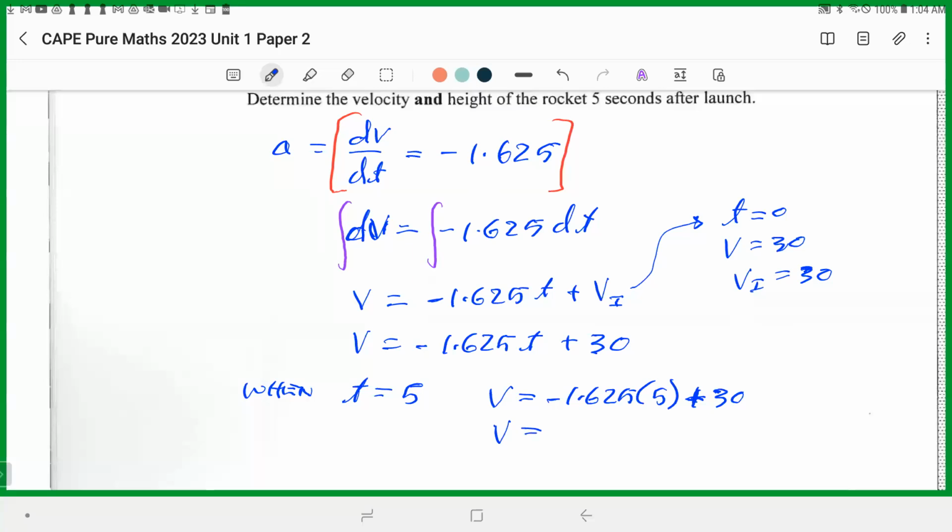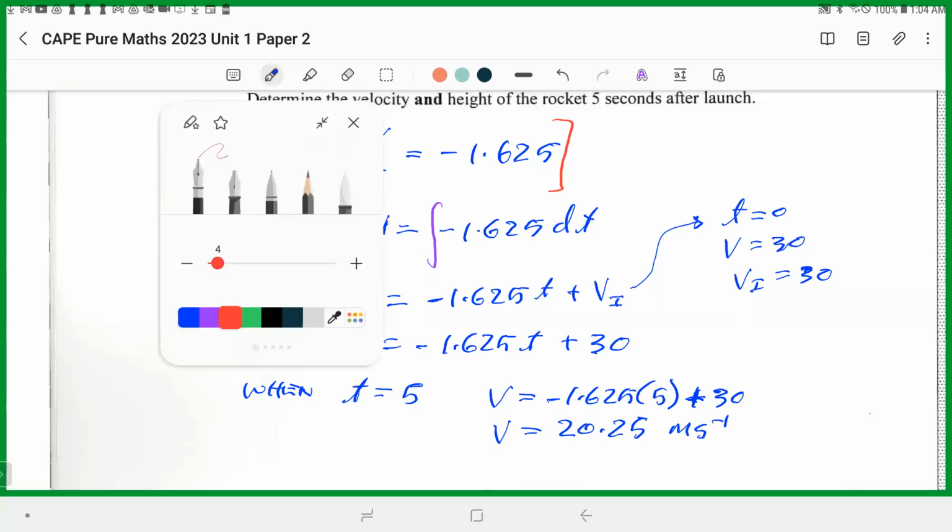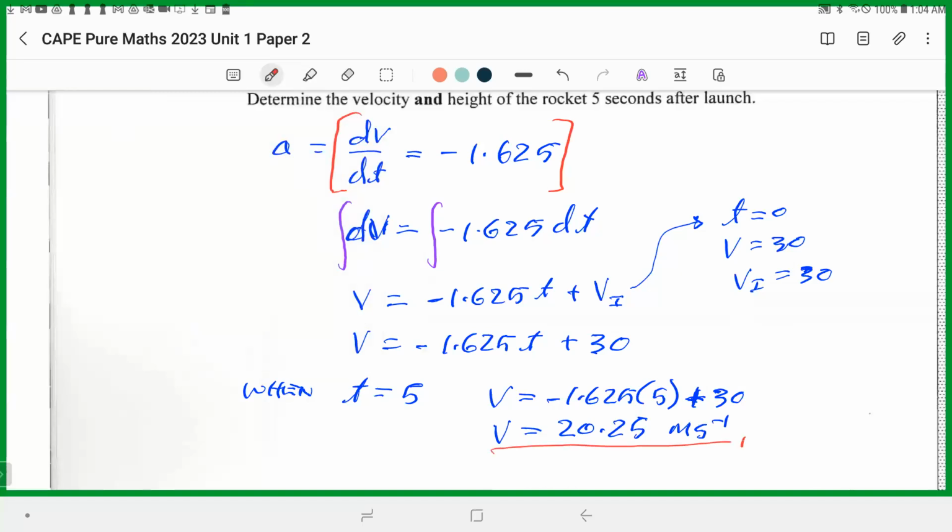Let's use my calculator. So I'm doing 30 minus the product of these two: 30 minus 5 times 1.625, equals, I'm getting 20.25 meters per second. That's the velocity. So this is an answer for the velocity at t equals 5.